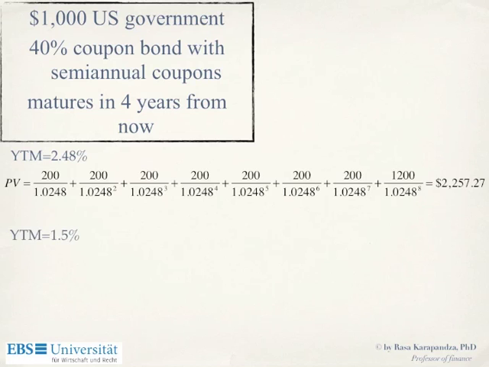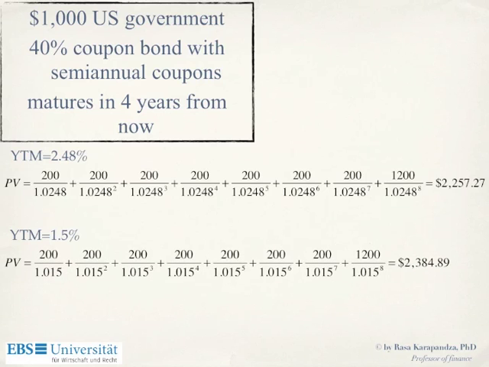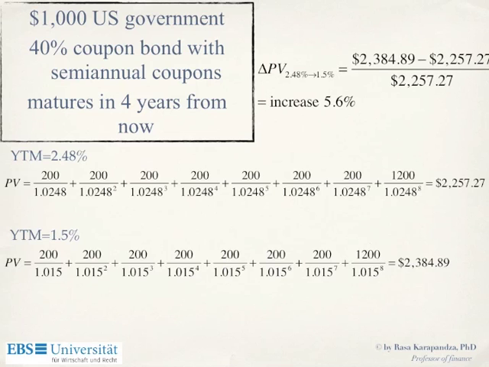Okay, now if this semi-annual rate goes down to 1.5%, what happens? Well, we can again calculate the present value. And what happens with the percentage change in price? Well, we observe that if interest rates go from 2.48% to 1.5%, the price of this bond increases by 5.6%. And this is a 4-year bond.